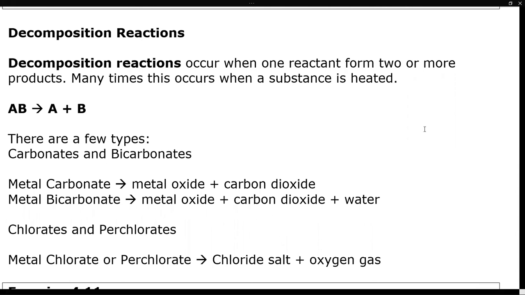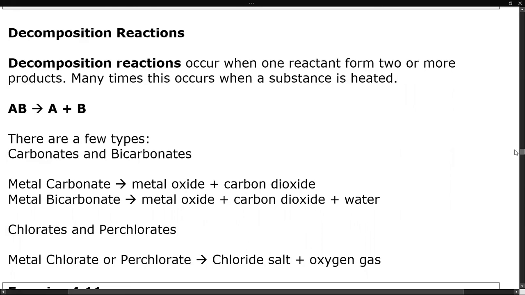Carbonates and bicarbonates will decompose when they're heated. The metal carbonate is going to form the metal oxide plus carbon dioxide. A metal bicarbonate will decompose similarly, but you'll get a metal oxide, carbon dioxide, and water vapor. Your chlorates and perchlorates will decompose, and you'll form a chloride salt and oxygen gas. The stoichiometry would just be different whether you're talking about a chlorate or a perchlorate.